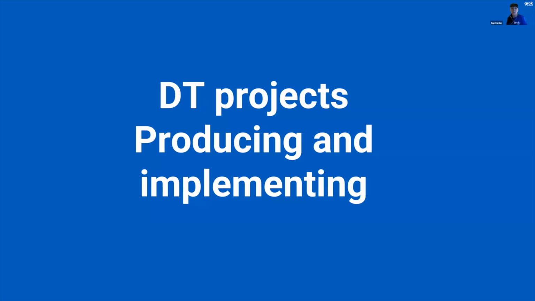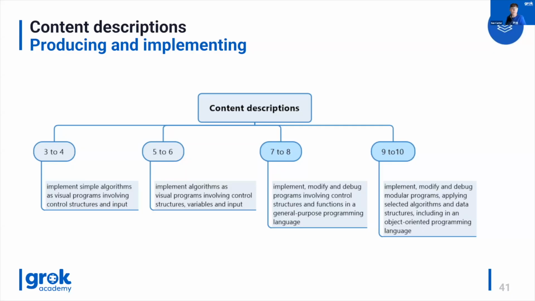So now let's take a look at the substrand of producing and implementing. As we mentioned earlier, this is not covered in foundation, nor is it in years 1 and 2. However, we just wanted to bring it to your attention to note that at 3 and 4, they implement simple algorithms as visual programs, including control structures and input. Now, you may find that some of your Year 2 students are a little bit more advanced, and you might like to consider then, can you assist them in being prepared for the Year 3 content descriptions?